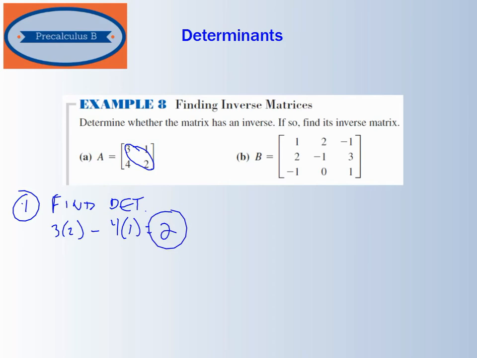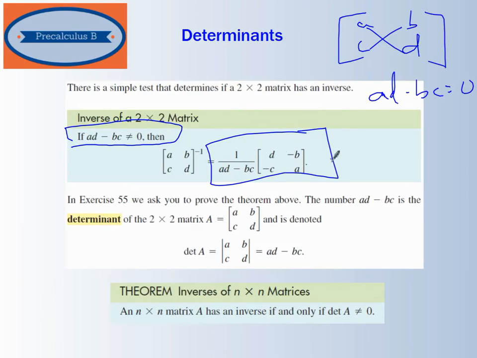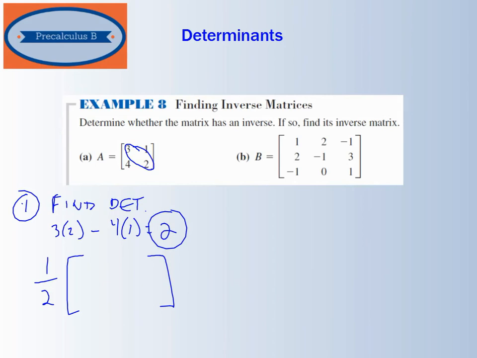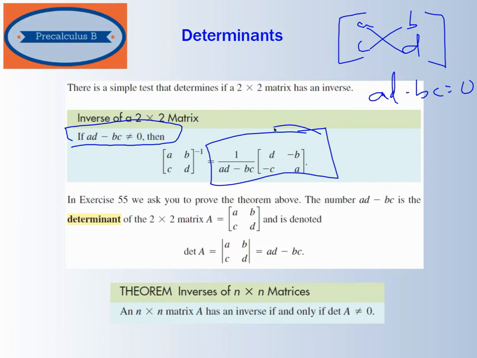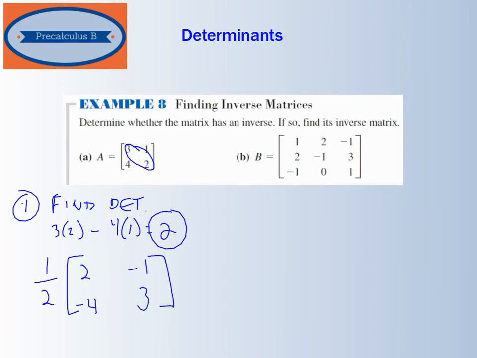So now at this point we can say the inverse is going to be 1 over 2 times, and let's reference back to that formula that we saw before, this D, negative B, negative C, A. D, negative B, negative C, A. And that's what we're going to multiply it times. So we're going to do D, which was 2, negative B is negative 1, negative C is just going to be negative 4, and A was 3. So we're just reorganizing them based on the formula for an inverse of a 2x2 that we saw right here. We plug them in, and then we multiply. Half of 2 is 1. Half of negative 1 is negative 1 half.